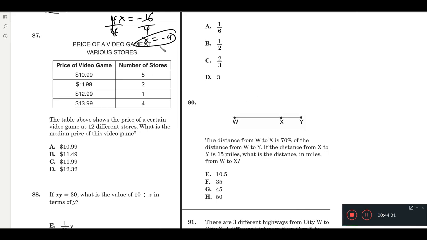Alright, price of a video game at various stores. Alright, so these are the prices.